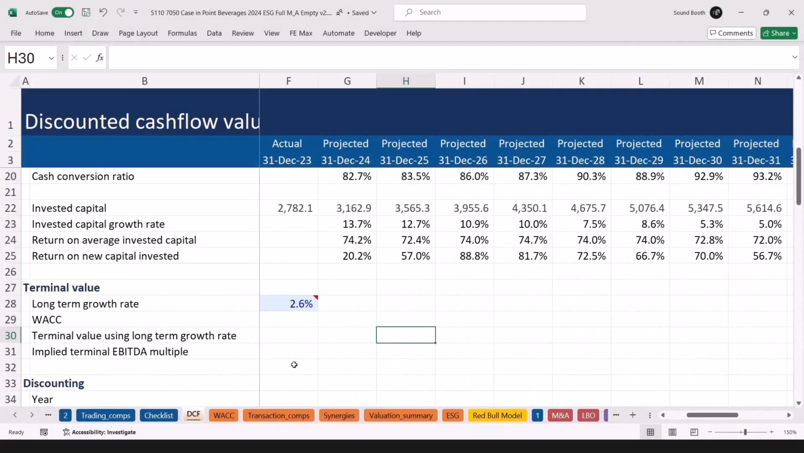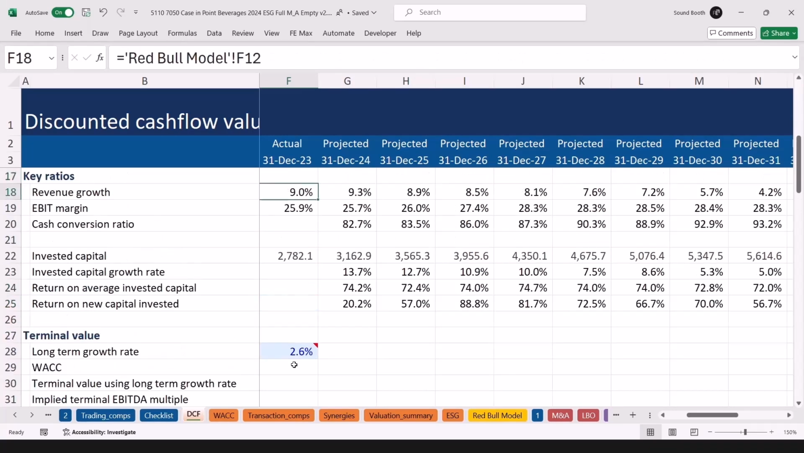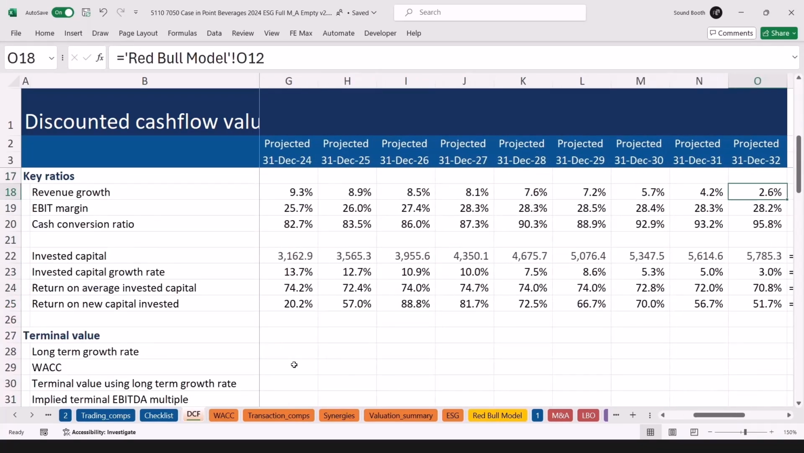Next, we want to calculate the terminal value of the firm. We've been given a long-term growth rate, and that long-term growth rate, which is hard numbered, should be consistent with the final growth rate in the forecast period of 2.6. Because what we're saying is that from that point onwards, our column O, or 2032, the company is going to grow to infinity and beyond at a constant growth rate. So we need to make sure our asset efficiency ratios reflect that.